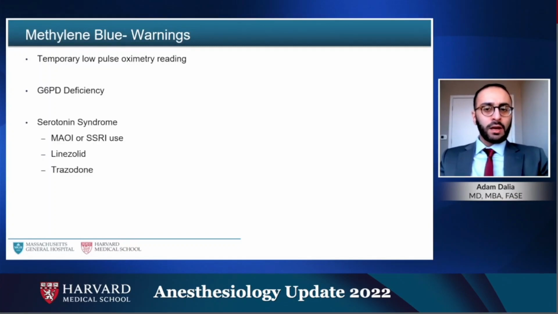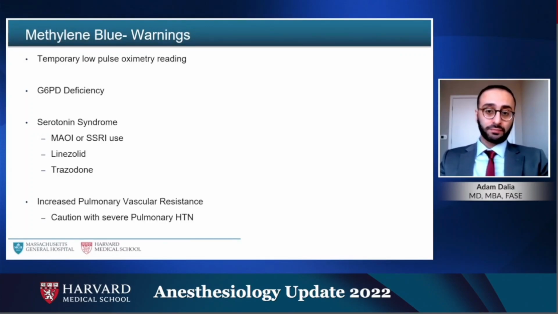And then serotonin syndrome is one that we have to look out for whenever administering methylene blue, especially with patients who are on an MAOI, SSRI, or SNRI, linezolid, and trazodone as well. So these drug classes mixed with methylene blue can cause serotonin syndrome. And then lastly, an increase in your pulmonary vascular resistance. You have to be very cautious with patients who have severe pulmonary hypertension because it increases the vascular tone of all the vessels, and that includes your pulmonary vasculature.